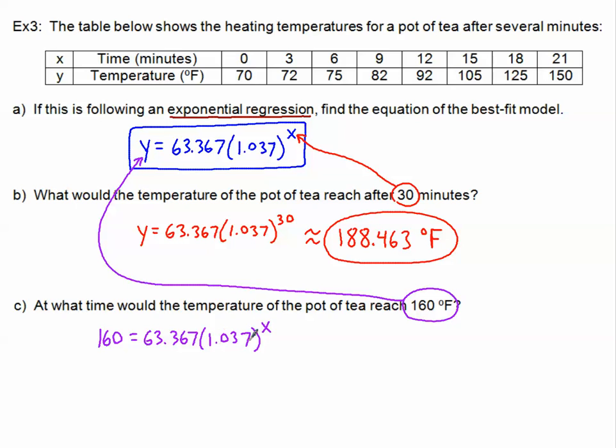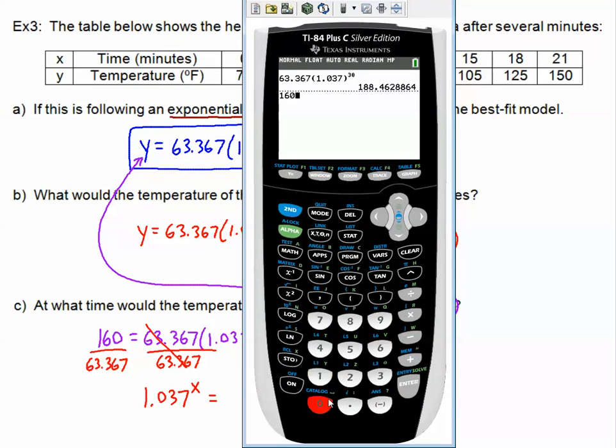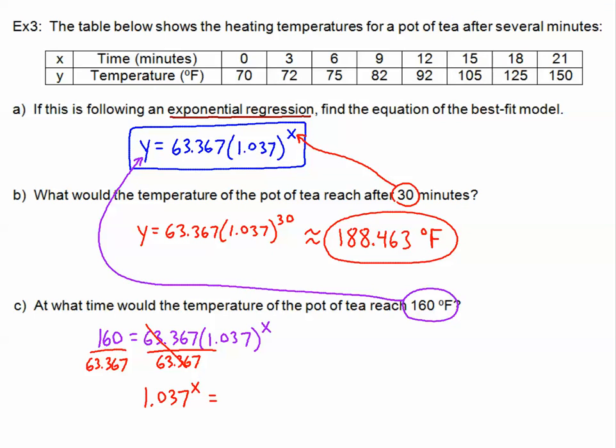Which means that we need to eventually get this base out of here. But even before that, we have to get rid of this coefficient. Coefficients are just being multiplied to something, so I'm going to divide them first. I'm going to divide this 63.367 out of here. And I don't know what that is. I'll have my calculator deal with that. But I'm going to have 1.037 to the x power is equal to, let's go ahead and calculate what that is. Slide this over. We've got 160, and we're dividing by 63.367. That's 2.525. So we've got this equal to 2.525.